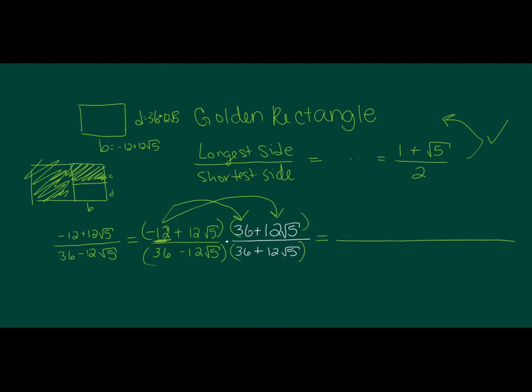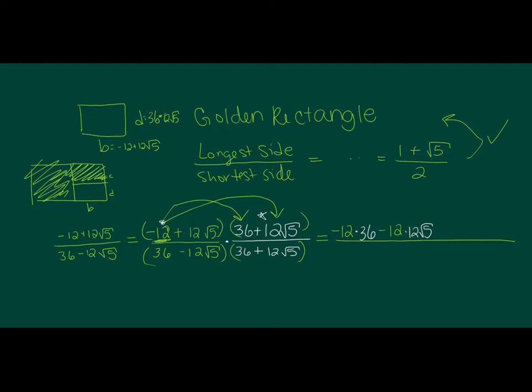Okay, so we've got negative 12 times 36 and negative 12 times 12 square root 5. All right, so you can see the green negative 12 is coming from the numerator, this first set here. Then the white terms are coming from the second set of numbers in the numerator here.